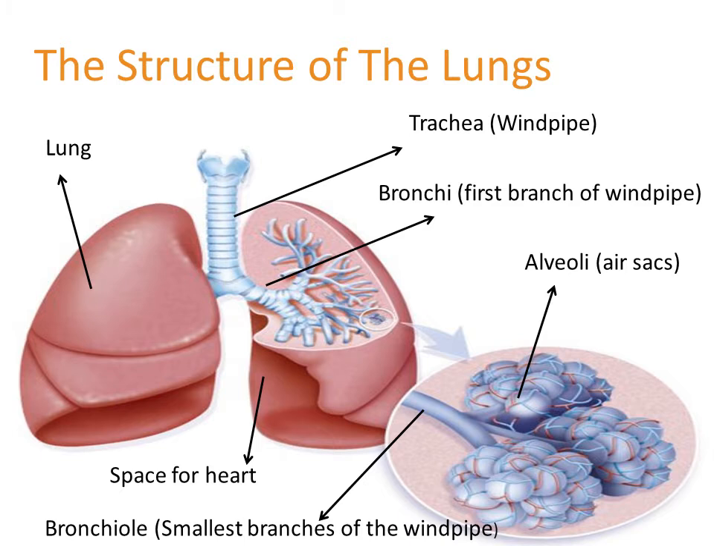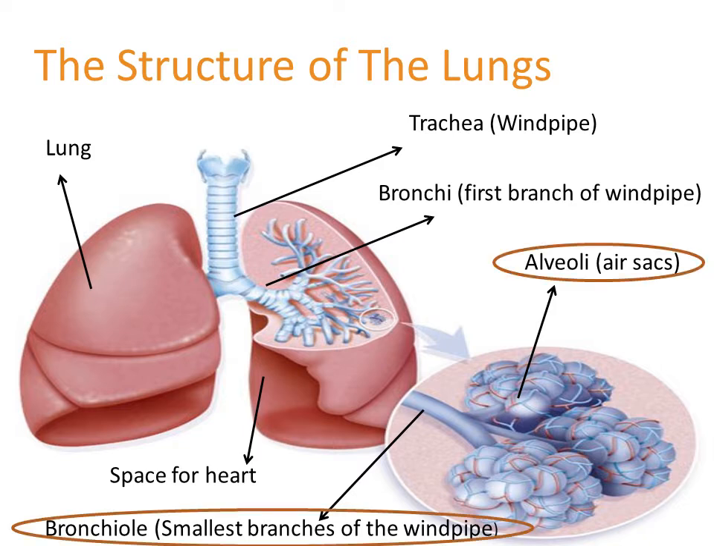In order to look at how the lungs are affected by COPD, we need to go back to this diagram of the structure of the lungs. The parts of the lungs that are affected by COPD are the air sacs, the alveoli, and the bronchioles, the smallest branches of the windpipe.